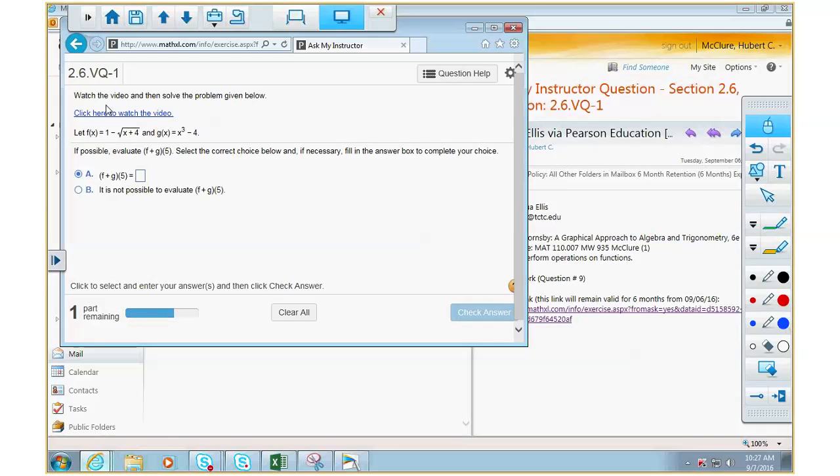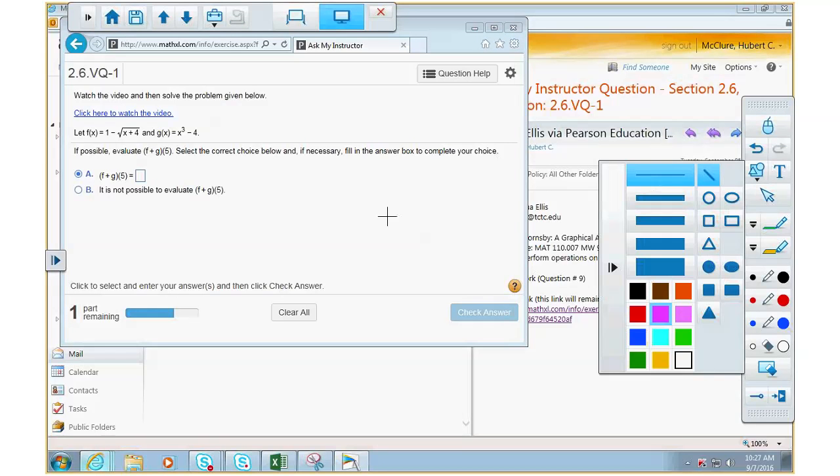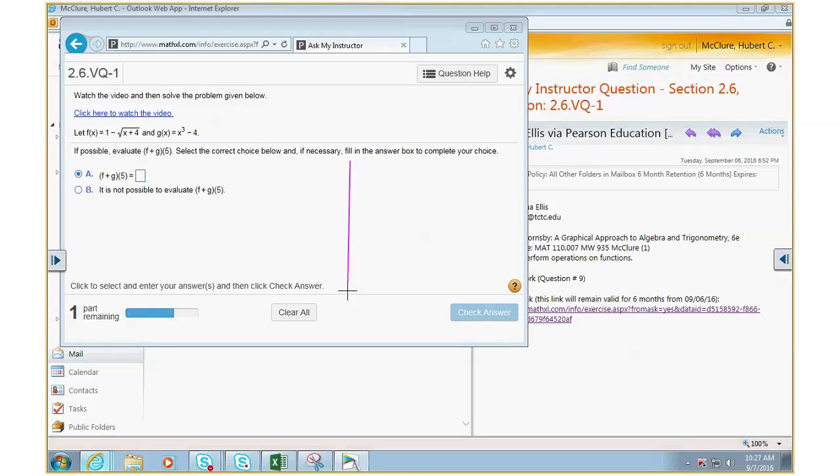Oh, it's a visual thing. Watch the video and then solve. Let f of x be 1 minus blah, blah, blah, and g of x be x cubed minus 4. I think we can do this without looking at the video. Yeah, the video doesn't matter. Take your handy dandy calculator. Let's graph these two.